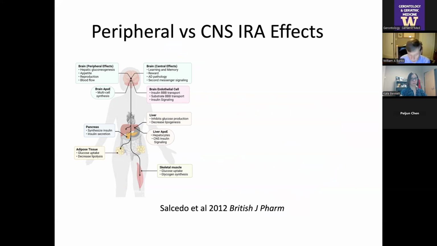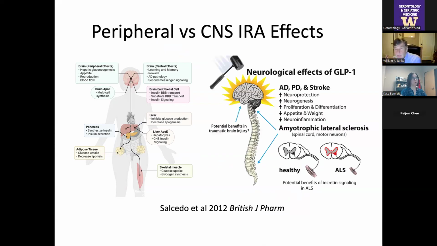But they also work in the brain, and so they have been shown to have a lot of effects. Epidemiologically, they look protective in AD, as well as Parkinson's disease, maybe even stroke. And in neuroscience studies, they show evidence of neuroprotection, neurogenesis, proliferation, and differentiation. So now the big question is, how do they do this? Well, of course, if they protect against diabetes, they're going to reduce the risk of stroke and all the macrovascular and microvascular damage that is associated with diabetes.